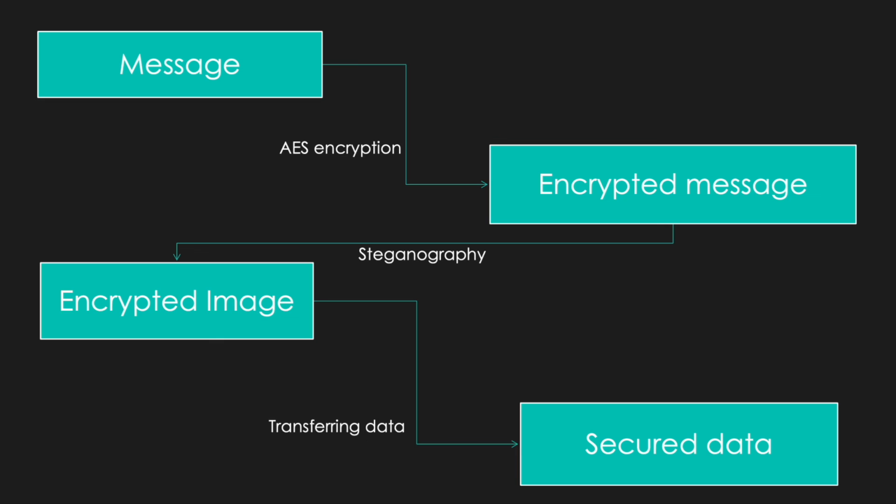Now this is the overview of how our total algorithm works, how all these algorithms merge to create our product. So first we have the message. Through AES encryption we will create an encrypted message, and we will hide this encrypted message in our image using steganography, and this image will now be encrypted and can be transferred in place of the original text in a more secure way.